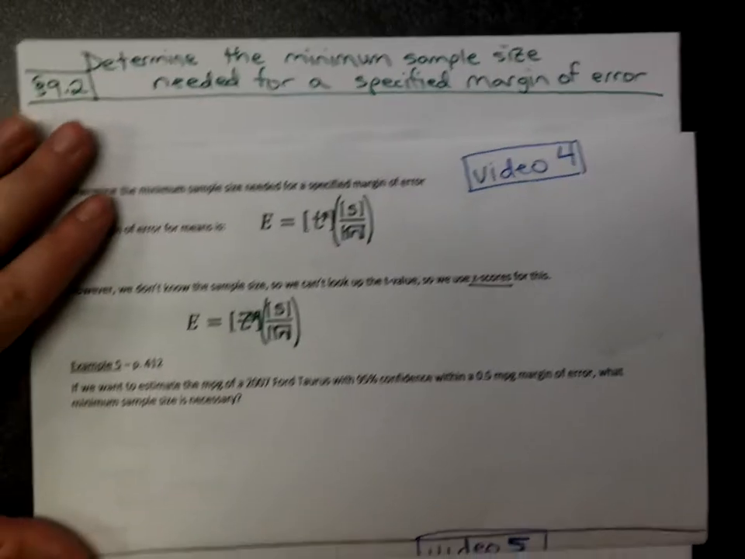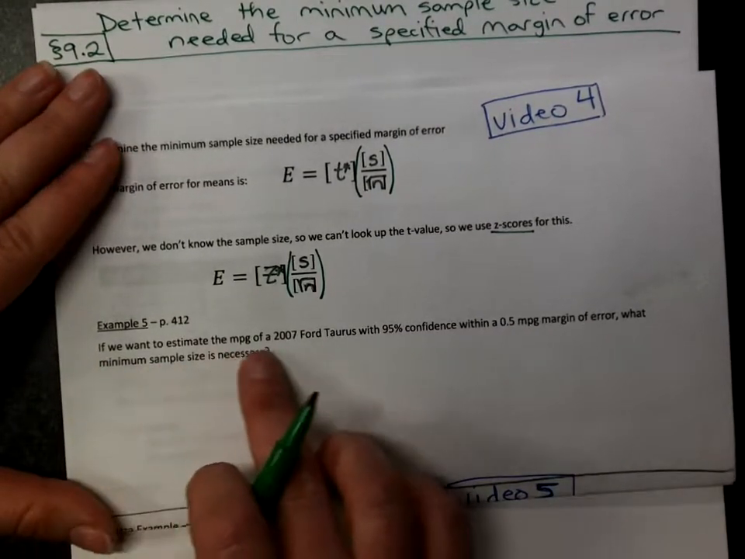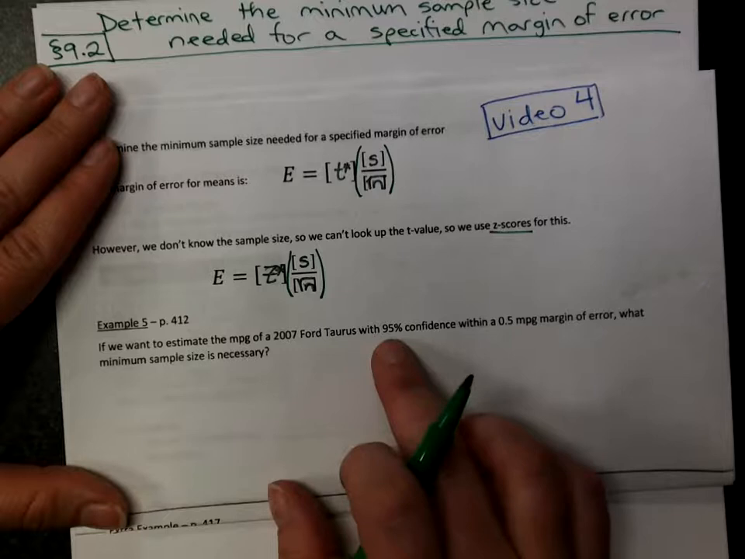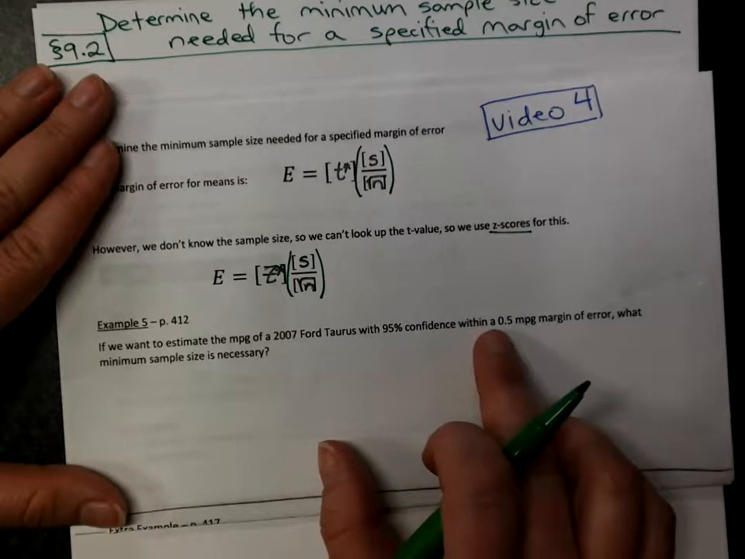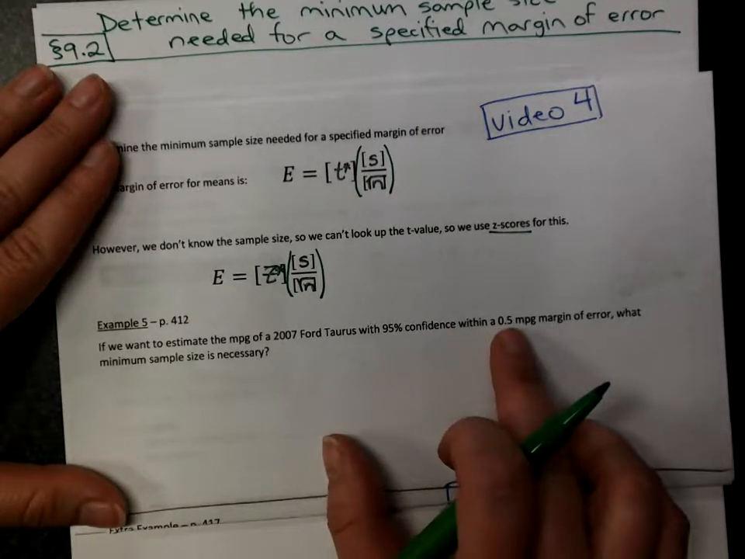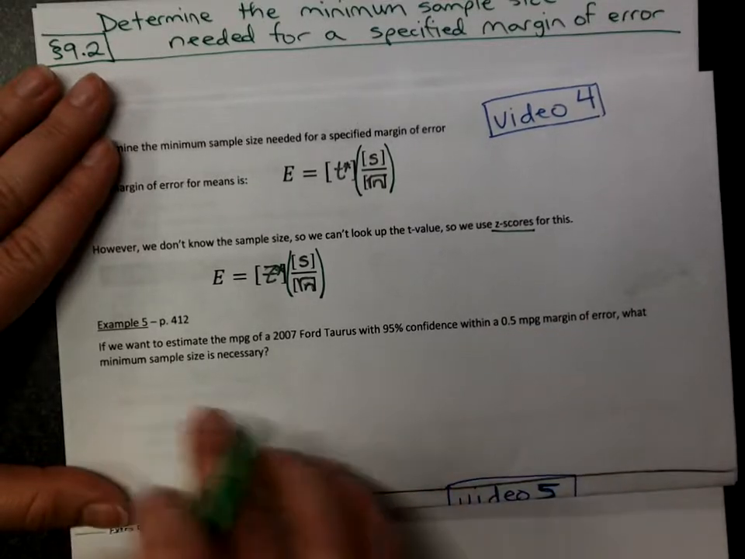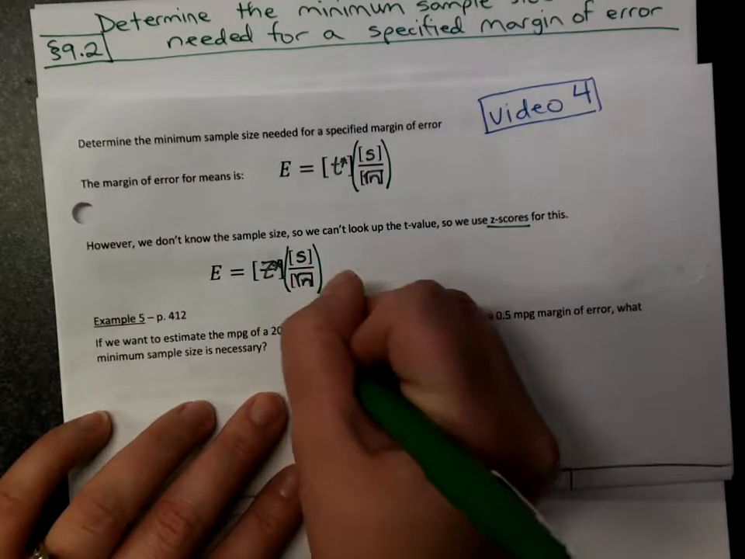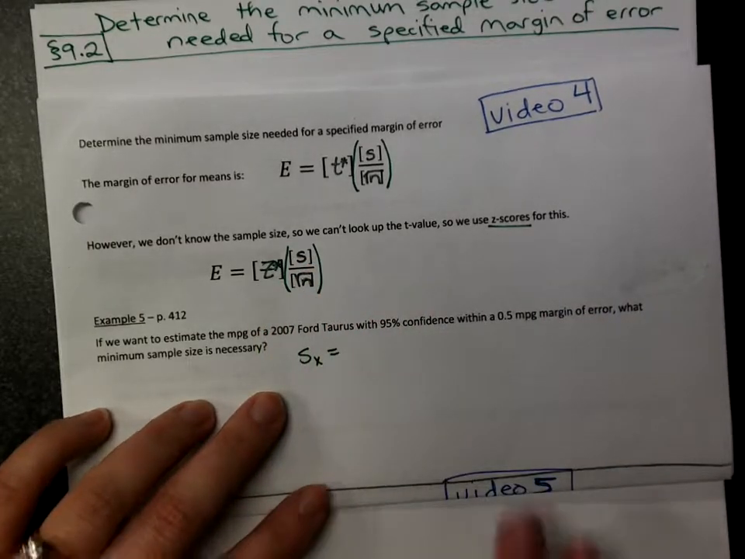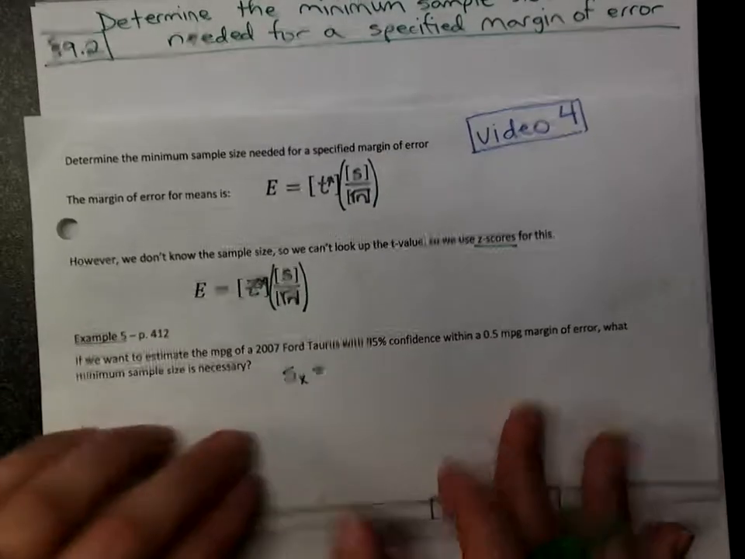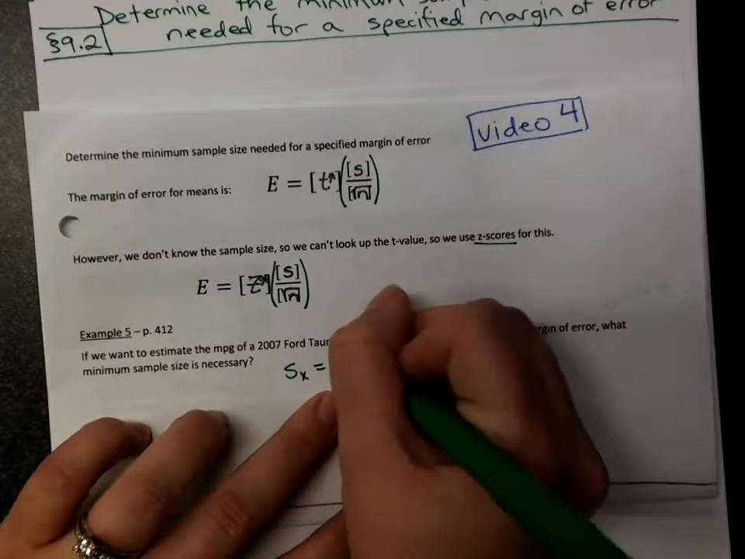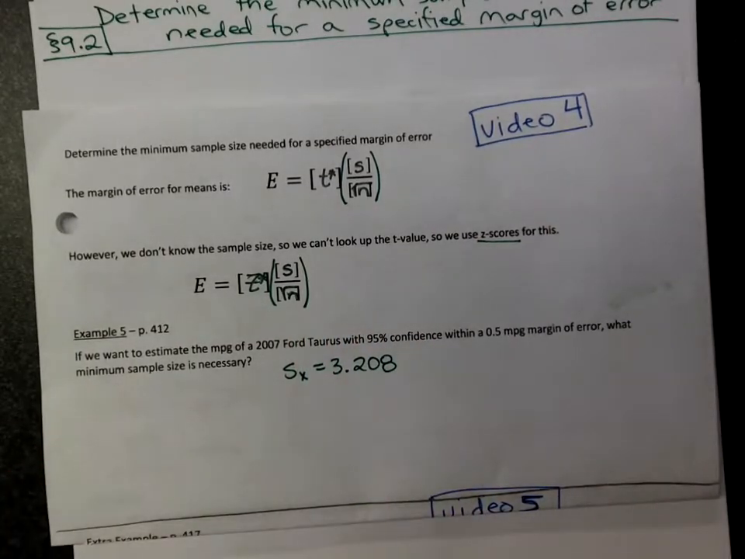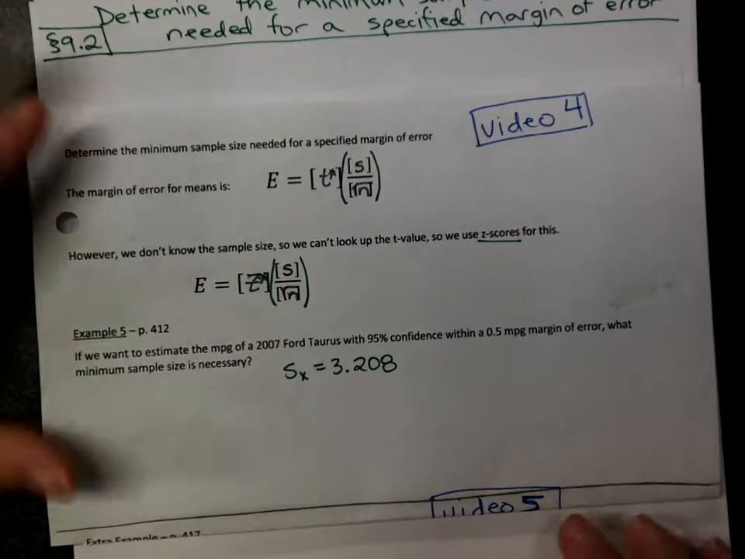So we're going to use that for example 5. If we want to estimate the miles per gallon of a 2007 Ford Taurus with 95% confidence within a 0.5 miles per gallon margin of error, what is the minimum sample size needed? The only thing we need from the data is the standard deviation, which we calculated to be 3.208. So we need that from the data from previously. Otherwise, they'll give you the standard deviation, which we'll see in the extra example.